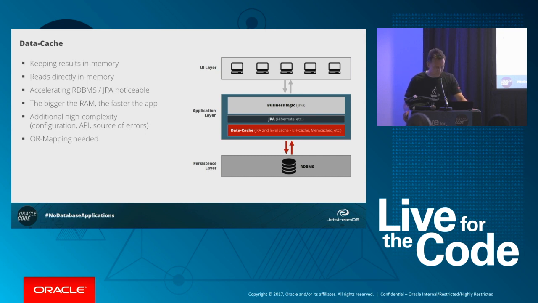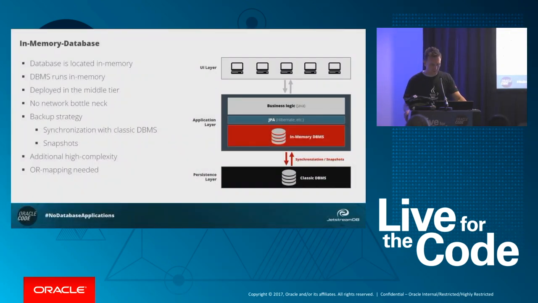All of you who have ever used JPA use a second level cache, I guess. So we had this data cache, for example, EHCache or Memcache and so on for a Hibernate second level cache. And the bigger the RAM, the faster the app. So this is very clear. But behind the scenes, the data is stored in the RAM, but there is also object relational mapping behind the scenes. So this takes a lot of computing time, and you can have as much memory as you like. You always have the performance loss because of the object relational mapping.